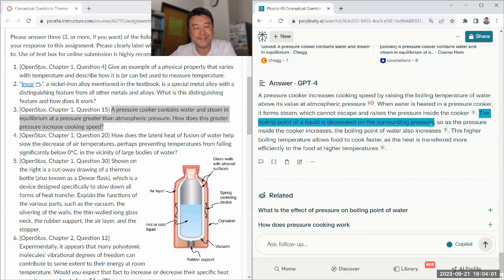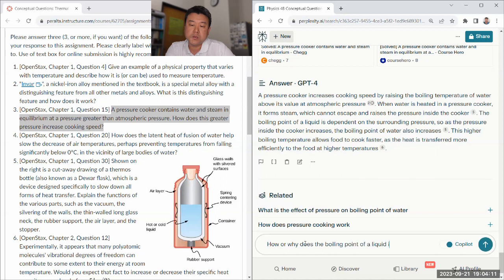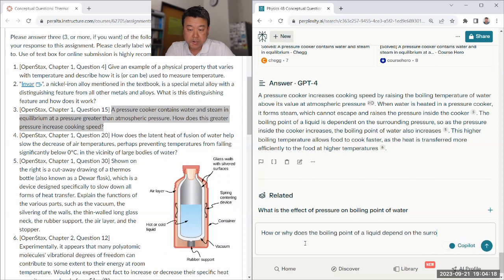I think I've seen a lot of that. So it didn't quite get to the point that I was hoping it would get to. Let me see if I can ask a follow-up question. How or why does the boiling point of a liquid depend on the surrounding pressure?